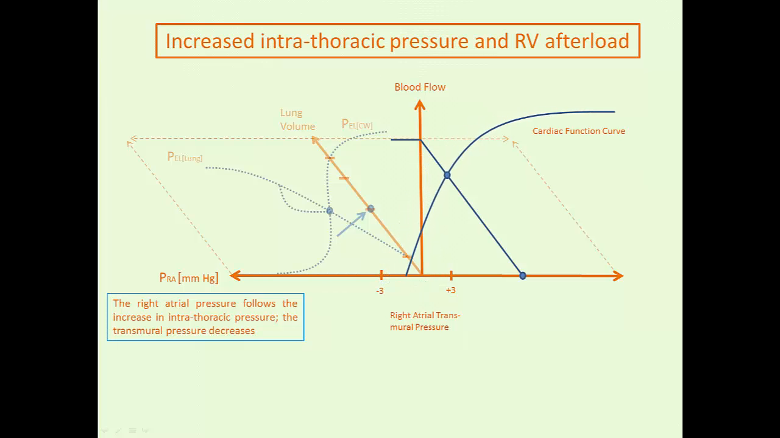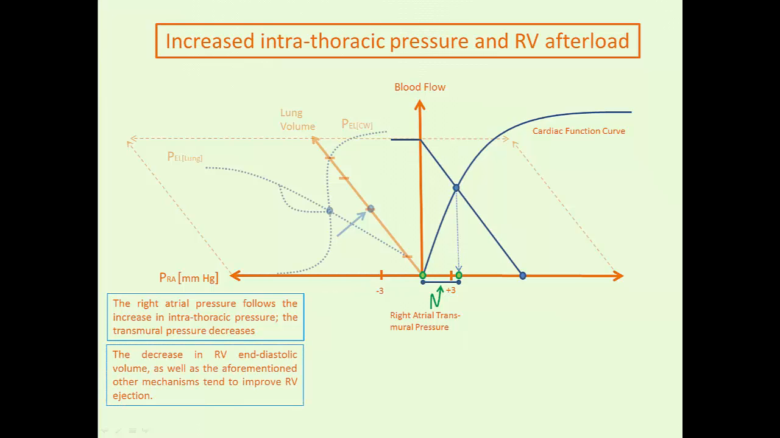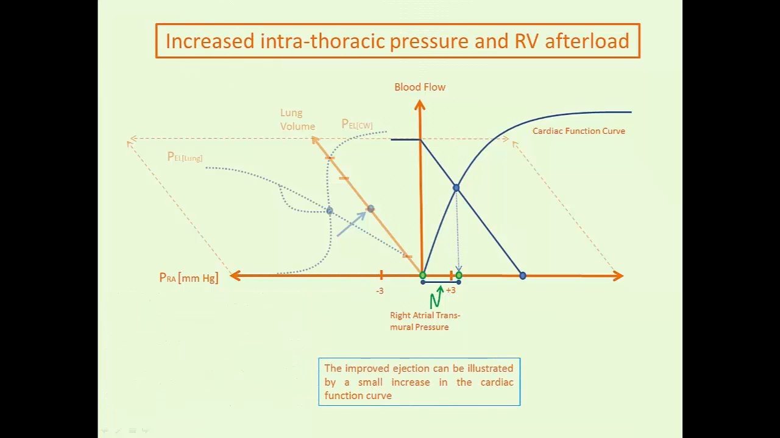You have a pretty abrupt drop, primarily as a drop in your preload, and then maybe this theoretic small improvement in ejection may shift your cardiac function curve up and to the left only a small amount. It's still not going to overcome the drop in output that you get from the increase in intrathoracic pressure and the drop in preload itself.